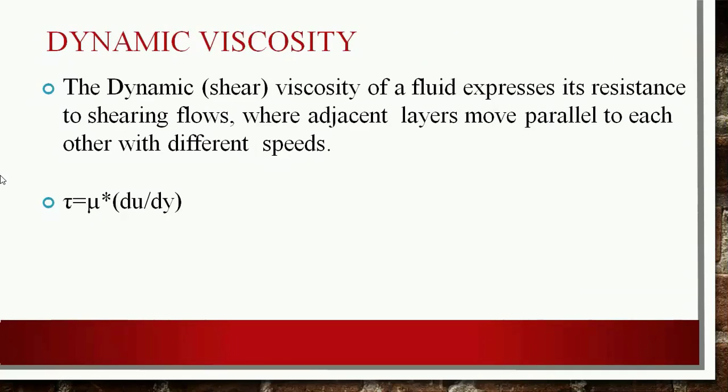There are two types of viscosity, dynamic viscosity and kinematic viscosity. The dynamic or shear viscosity of a fluid expresses its resistance to the shearing flow, where adjacent layers move parallel to each other with different speed. Suppose there are two layers moving with different speed. In that case, these two layers will resist each other's motion. It means they are offering resistance to the shearing flow. So basically this is called dynamic viscosity.